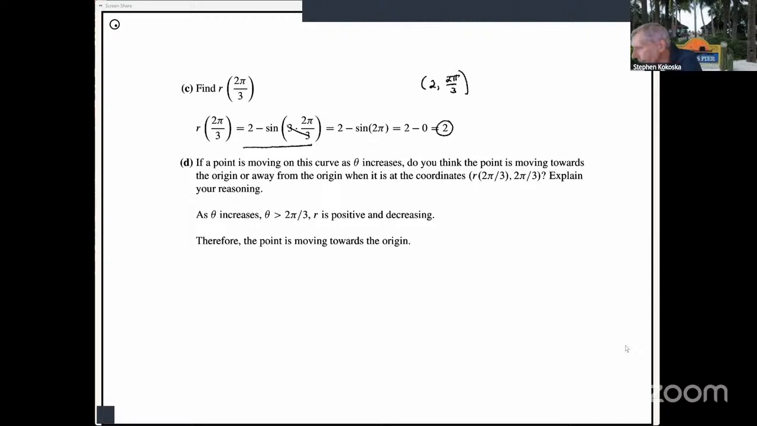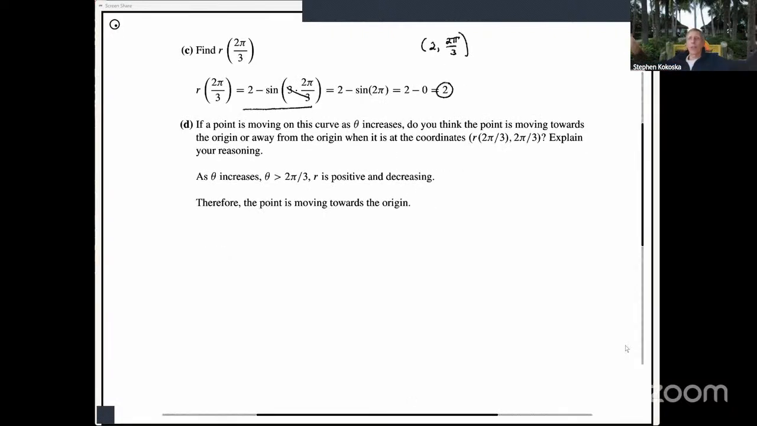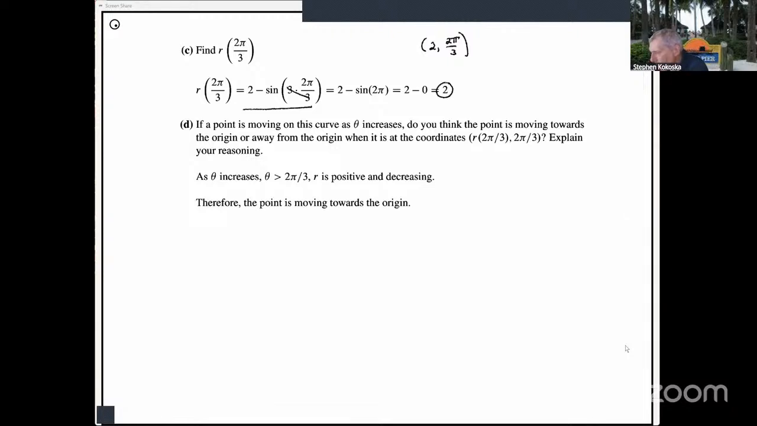Now, part D here is a little bit trickier, and I'm going to show you a sneaky way that I thought about this one. I'm sure Vicky and Tom will have a better way to do this. I don't exactly know what this curve looks like yet, okay? We'll get there in a second. But it says if a point is moving on this curve, as theta increases, do you think the point is moving towards the origin or away from the origin, towards the pole or away from the pole, when it's at these coordinates, R of 2 pi over 3? How do you know what's going on?